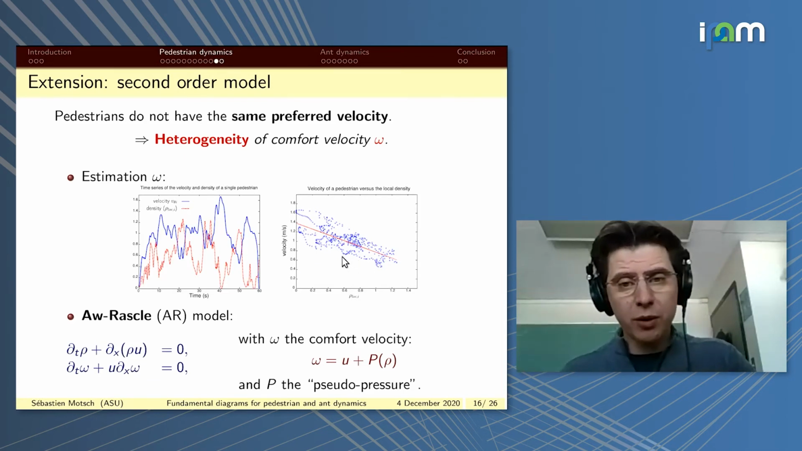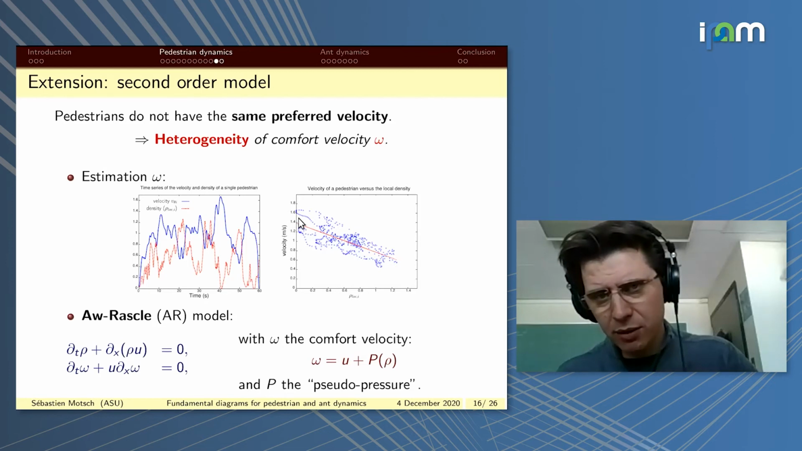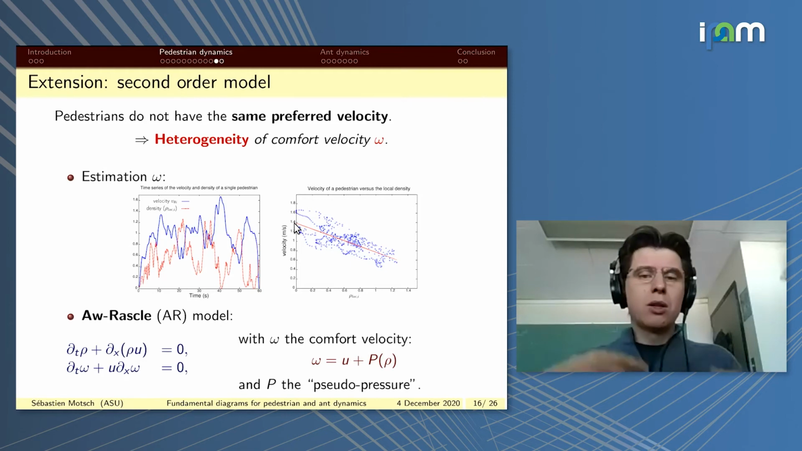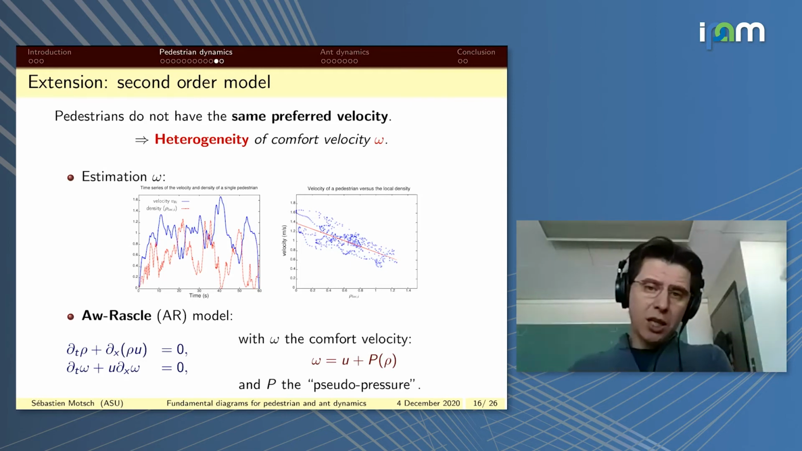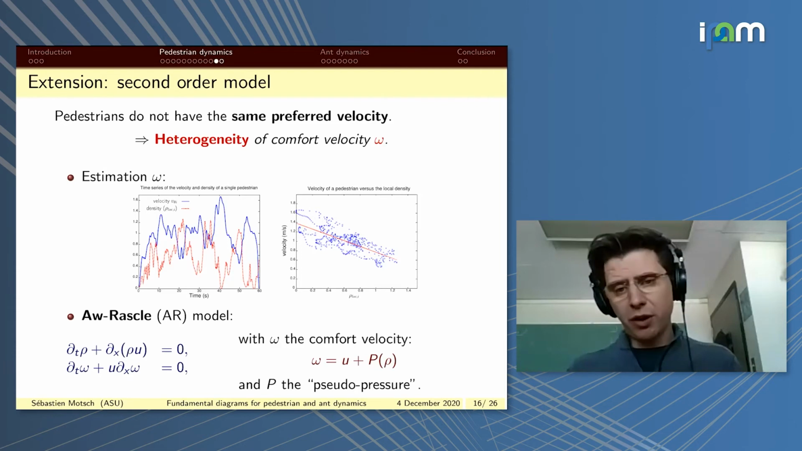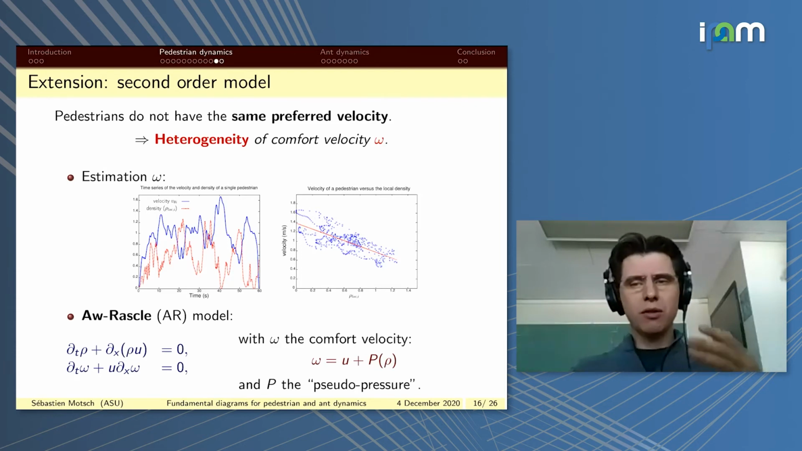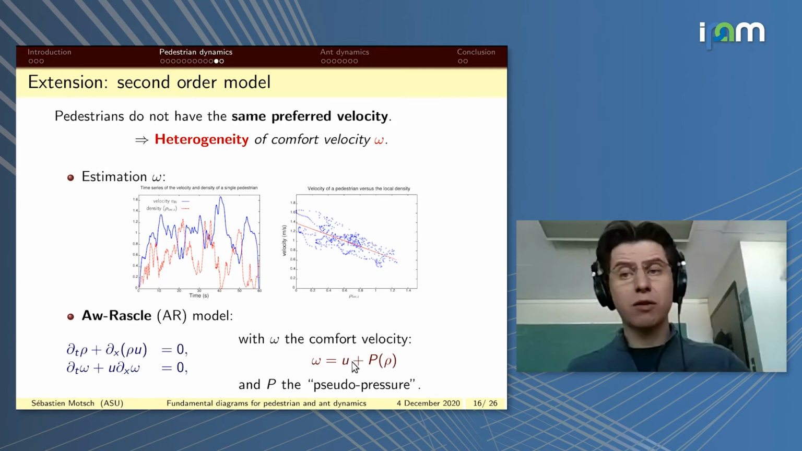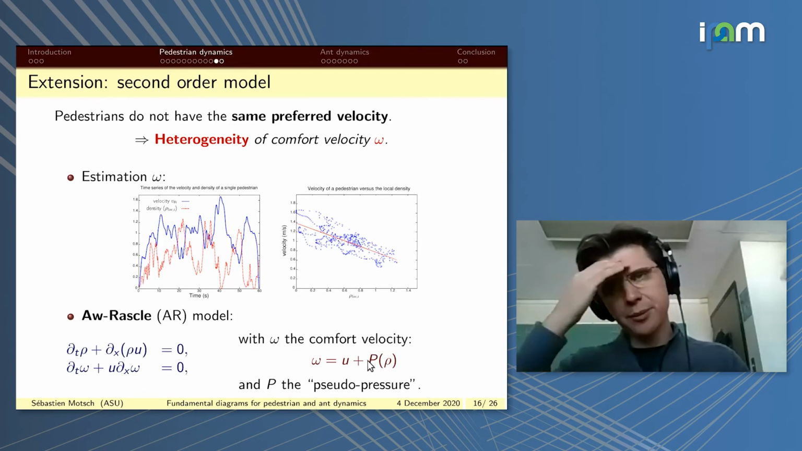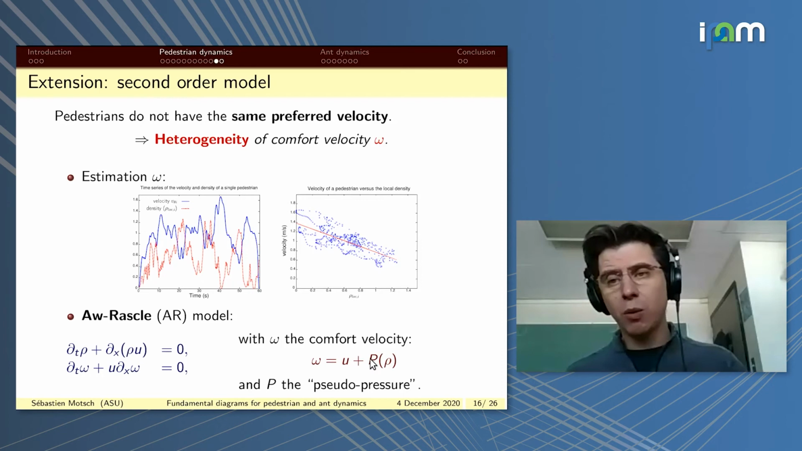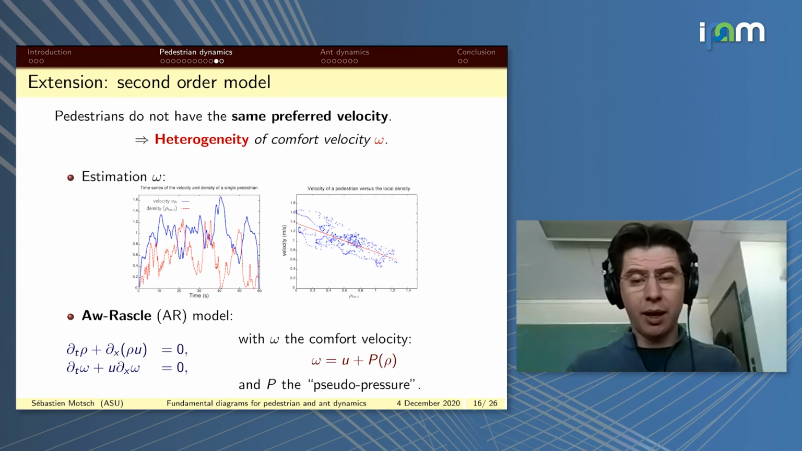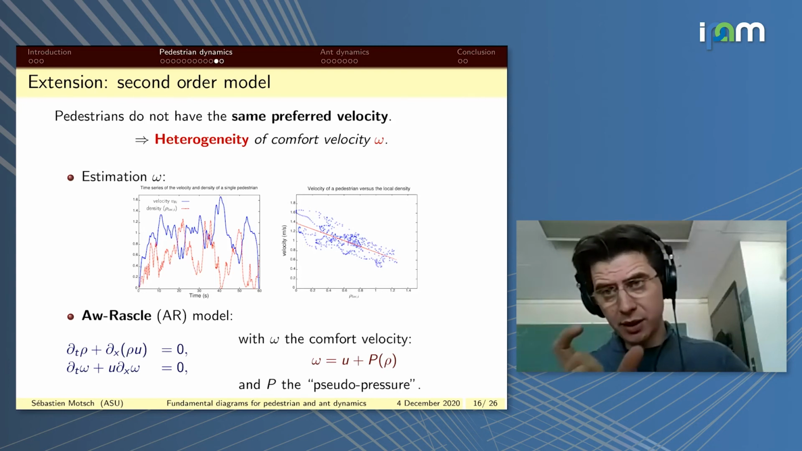So what is your preferred velocity here? That's actually over there. That's when there is no one, that's this point here. Doing that, you can estimate for each pedestrian their own preferred velocity. And you can do kind of the same framework, same analysis, where you now try to estimate not the fundamental diagram, but this pseudo pressure, for those familiar with the ARZ model, which tells you the difference between your preferred velocity and the velocity you actually have. So it's this difference here, this pseudo pressure.